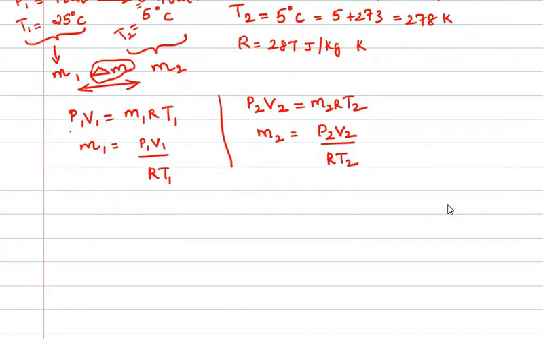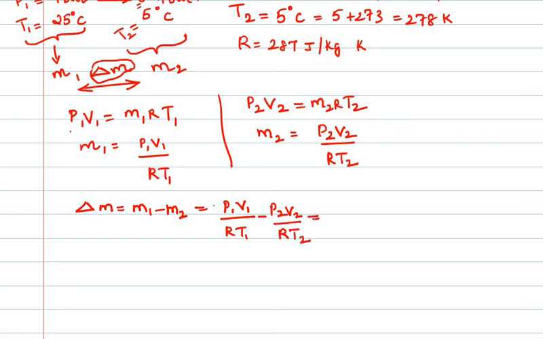Now I have to find what is the mass that is removed. So delta M is equal to M1 minus M2. So that is P1 V1 divided by R T1 minus P2 V2 divided by R into T2. So while substituting, you should be careful because if you substitute in some other units, the answer will be totally wrong. So be careful while substituting.